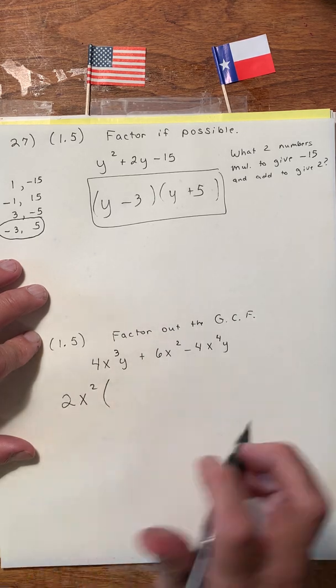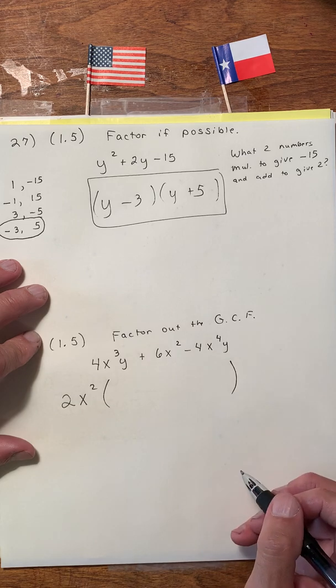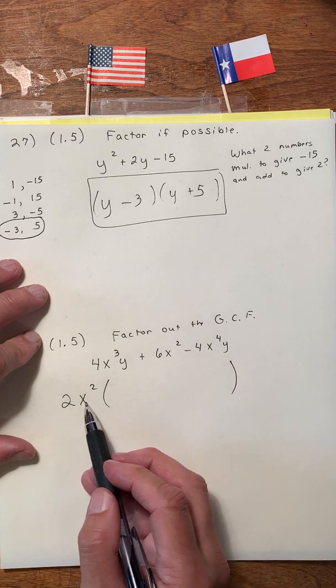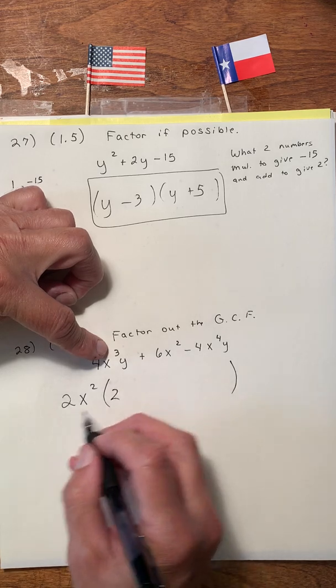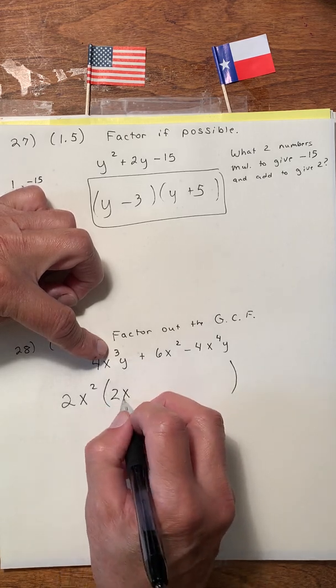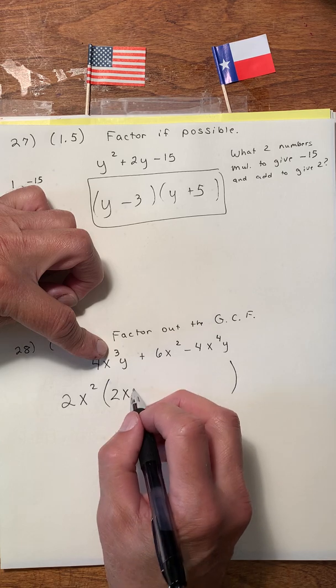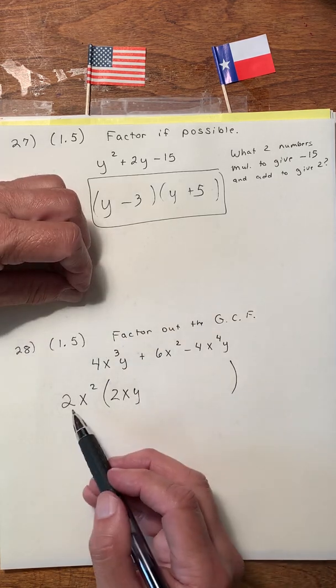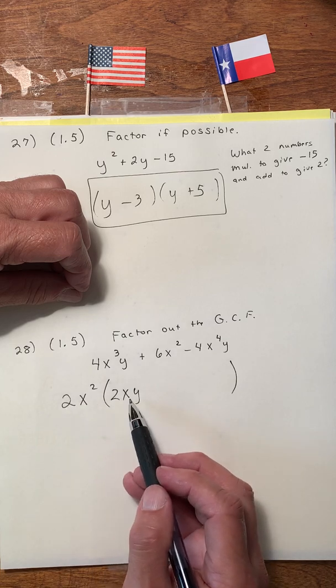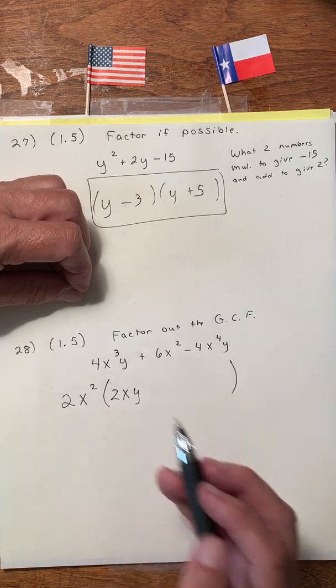Take out a greatest common factor. Always going to be parentheses. All right. 2x squared times what gives me this? I need another 2 to make the 4. I need another x to make the x to the third. And I need a y, don't I? And take 20 seconds and multiply 2x squared times this and see if it gives you that. It does.